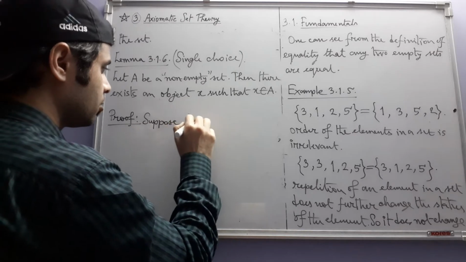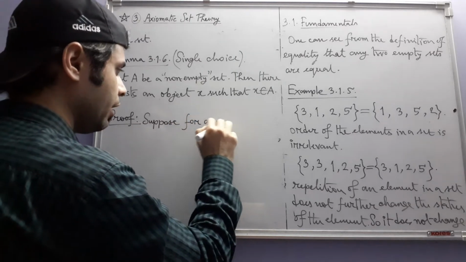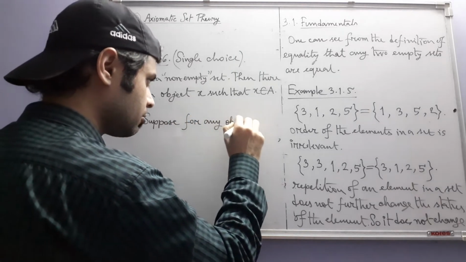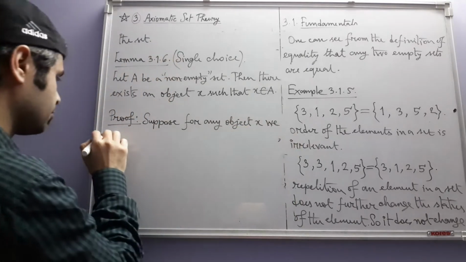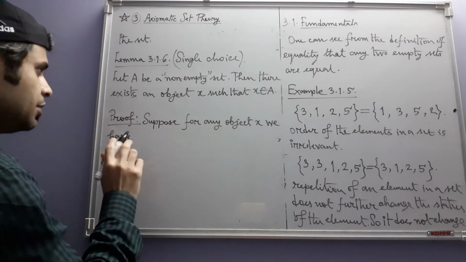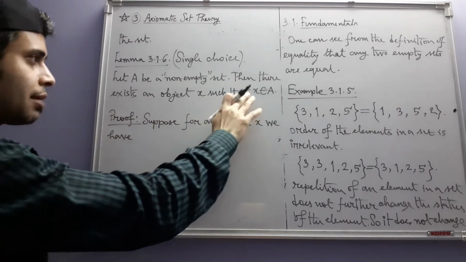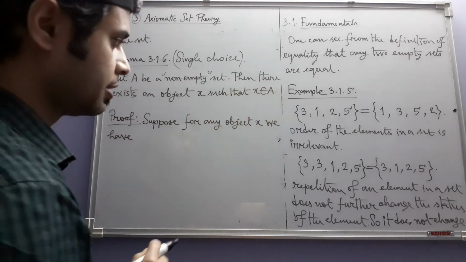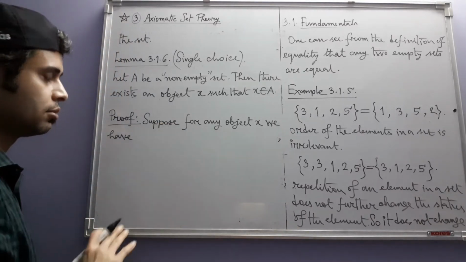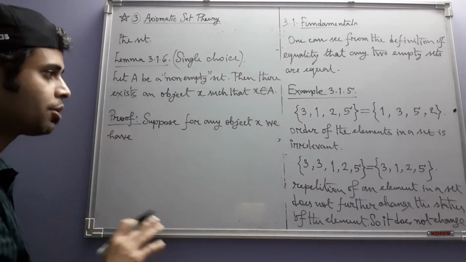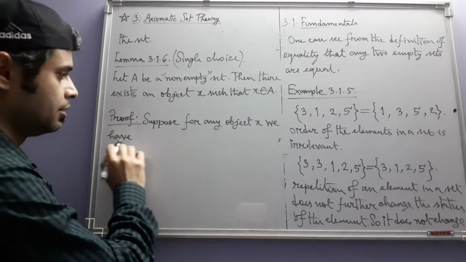For any object X, we have to prove that at least some object is an element of the set. We suppose its negation, that is, no object is an element of the set.